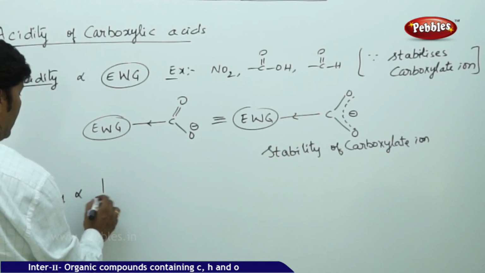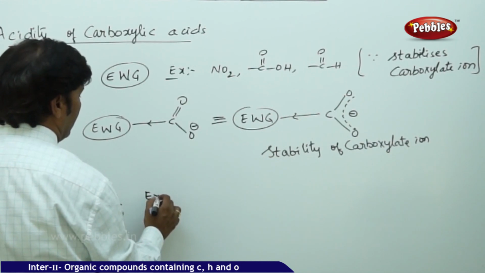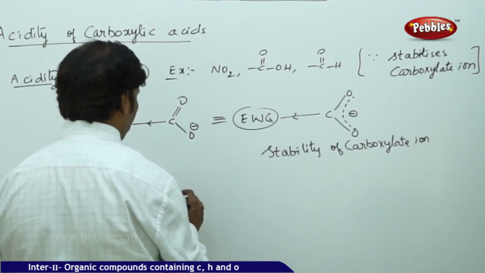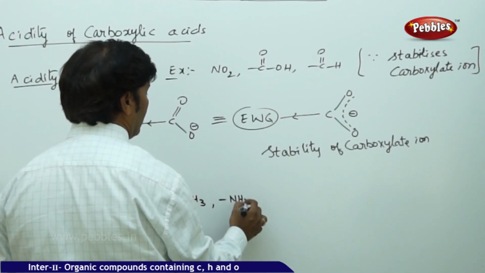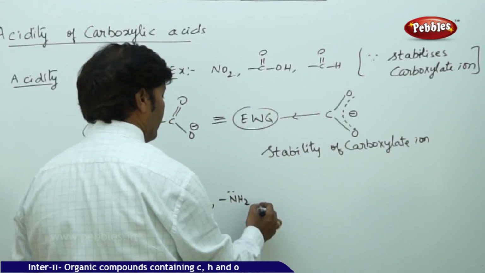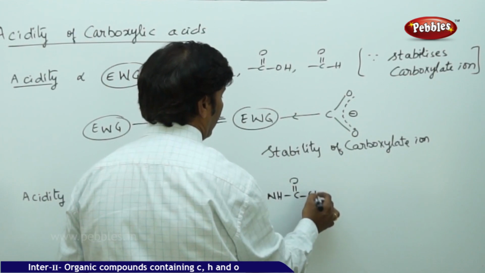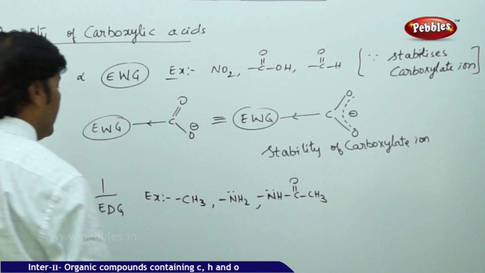If it is an electron donating group, acidity is inversely proportional to electron donating group. Examples you can take are methyl groups, the NH2 group, which is an electron donating group, and NHCOCH3, which is also an electron donating group. So all of these decrease the acidity.